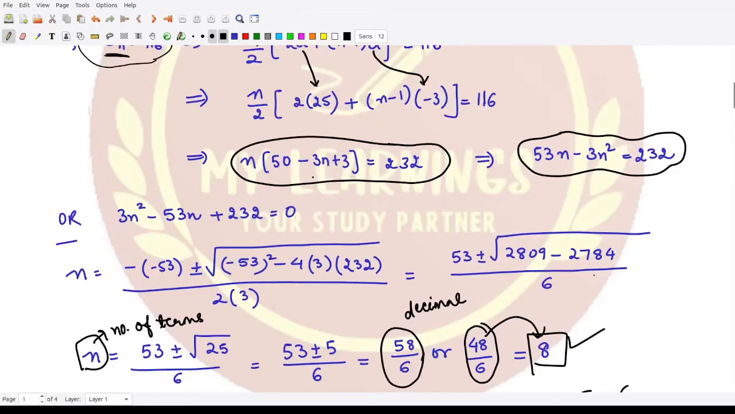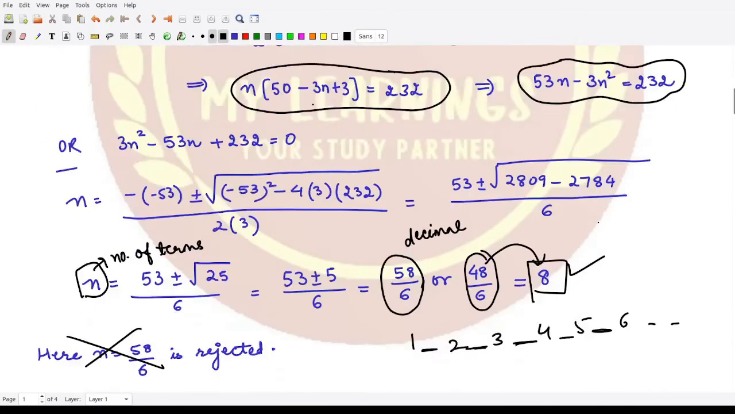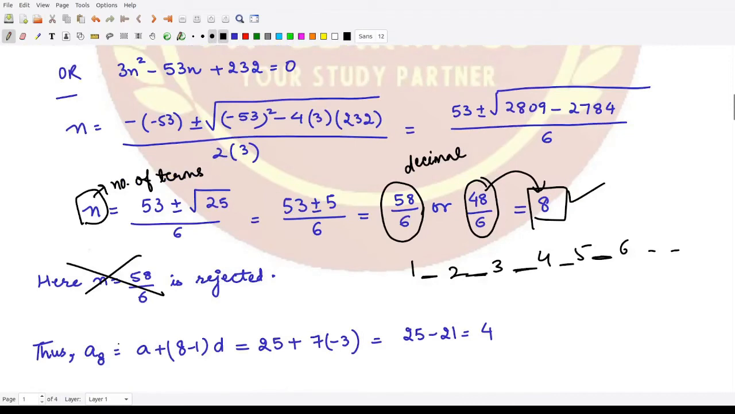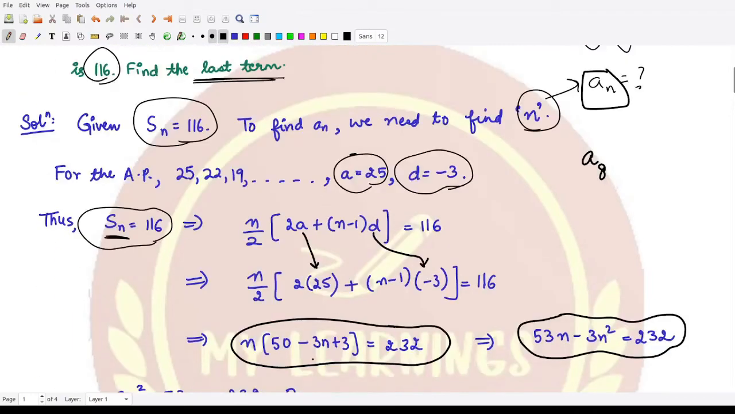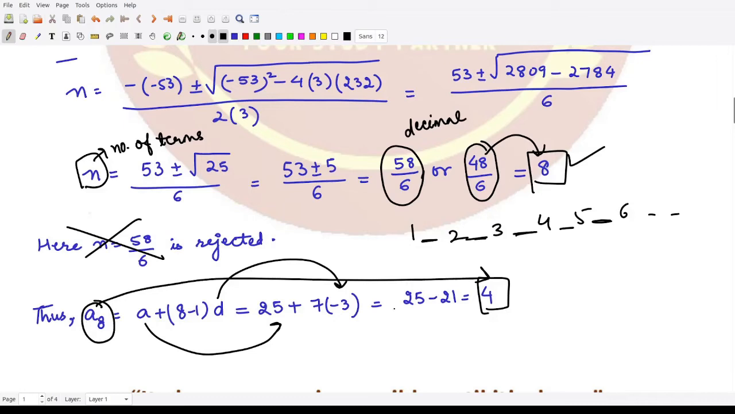Once you know the value of n, we can very easily calculate an. So we need to calculate a8. The value of a8 would be a plus (8 minus 1) times d. The value of a is 25 and the value of d is minus 3. Substituting a as 25 and d as minus 3 and solving, we get the 8th term, which is the last term, as equal to 4. I hope you understood this question well.